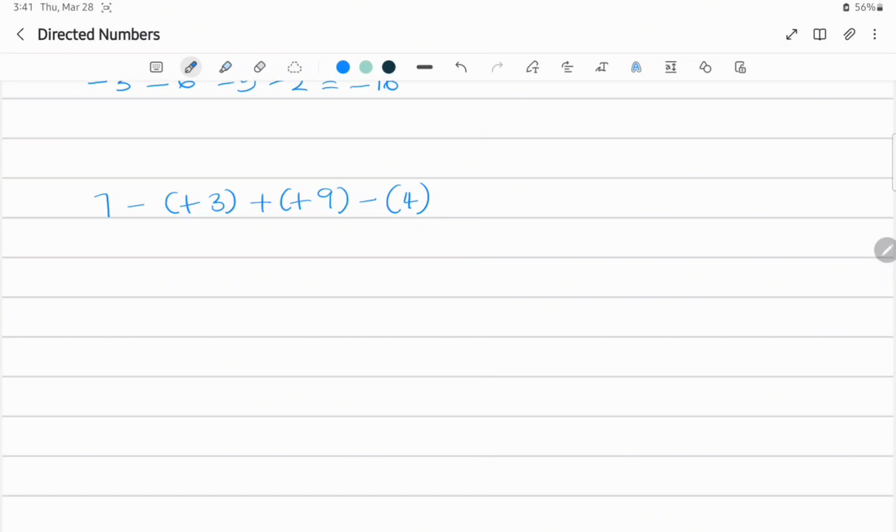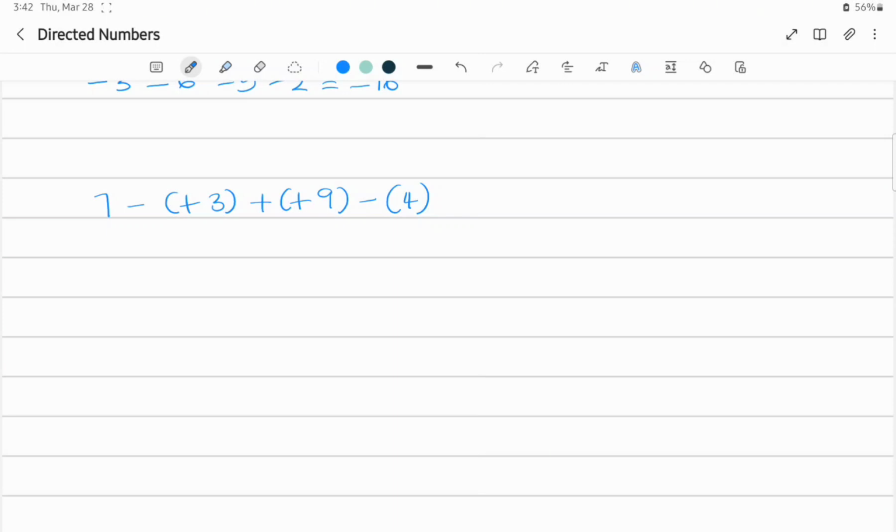Let's solve the question together. One thing to note whenever you have your directed numbers in brackets is, first of all, when you have two opposite signs, you have a negative outcome. What do I mean?